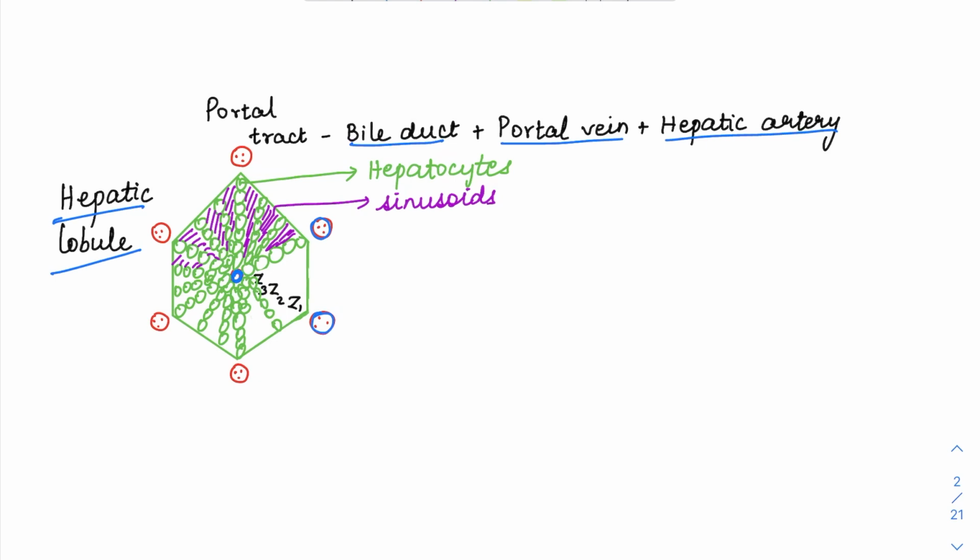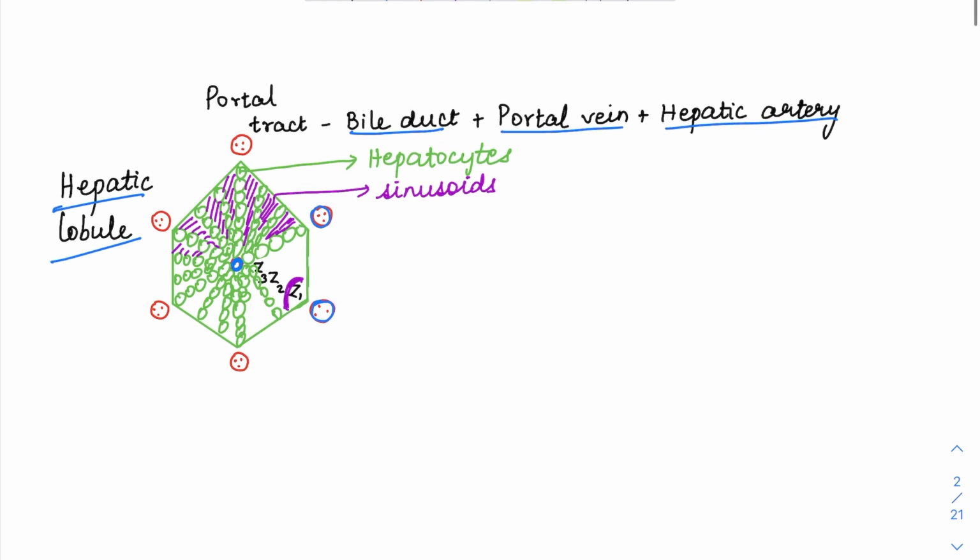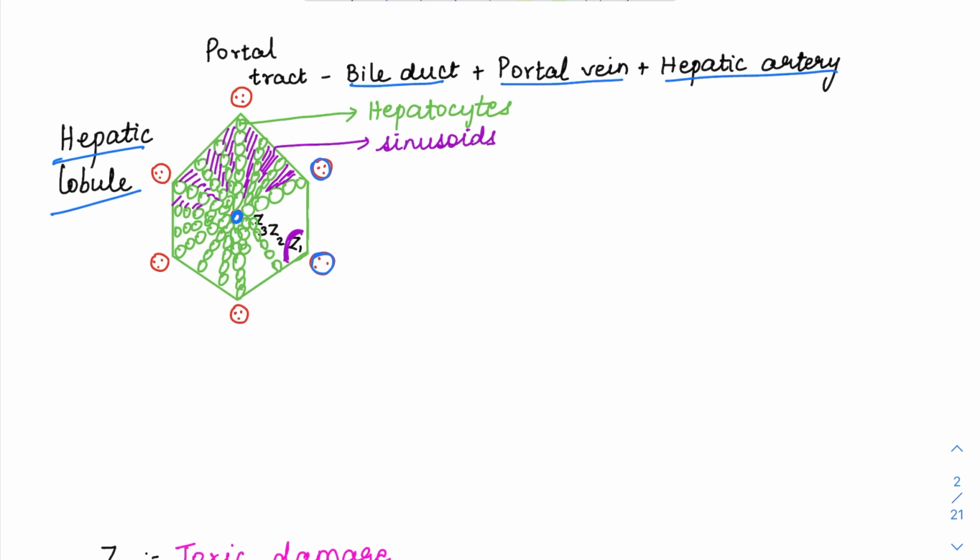So the outermost zone, that is the zone which is near to the portal tract, is called zone 1, which is very much near to the portal tract. Whatever toxins are being delivered from the hepatic arteries or the veins can reach zone 1 first. So zone 1 is the one which is more susceptible to any kind of toxic damage.